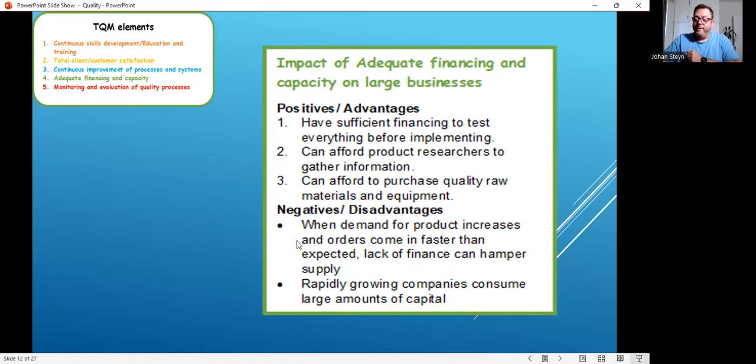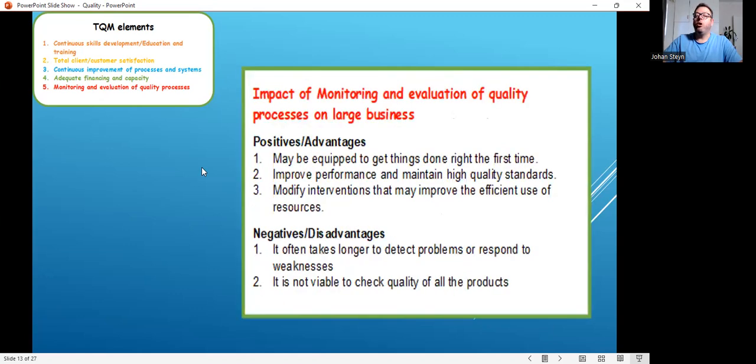So a lack of finance can then stop the resources being bought. And rapidly growing companies consume large amounts of capital. So that means you will need a lot of money, a lot of money. Then we look at the impact of monitoring and evaluating of quality processes.